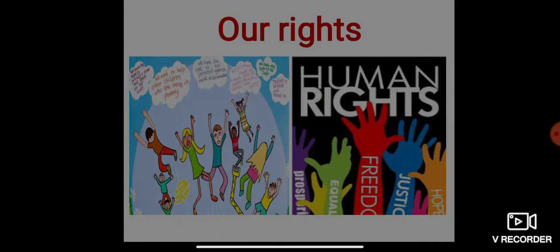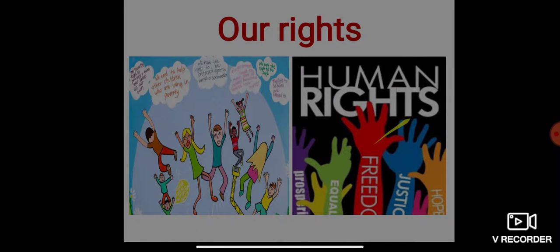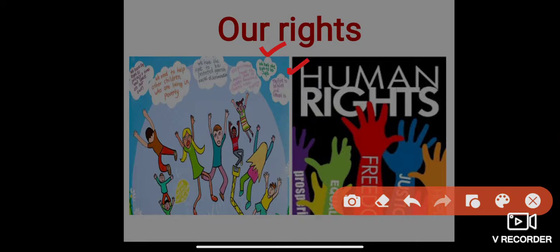here are our rights. What are some of our rights? As you can see from the picture itself, human rights: freedom, justice, hope, equality, prosperity. These are some of our basic fundamental rights. We have the right to safety, the right to hear and listen, and the right to be protected against racial discrimination. We need to help other children who are living in poverty. We have the right to privacy and time and space on our own. These are some of the rights that we have.